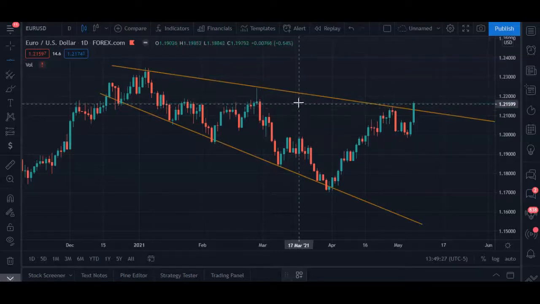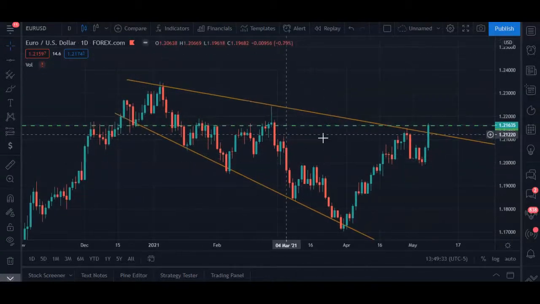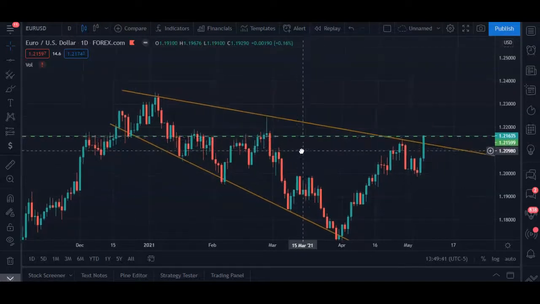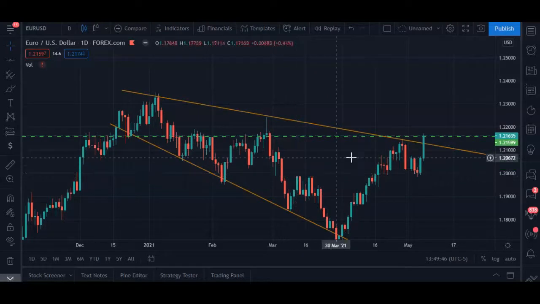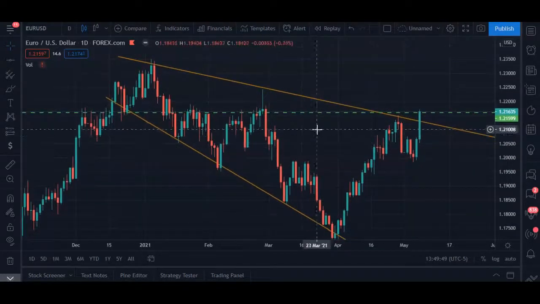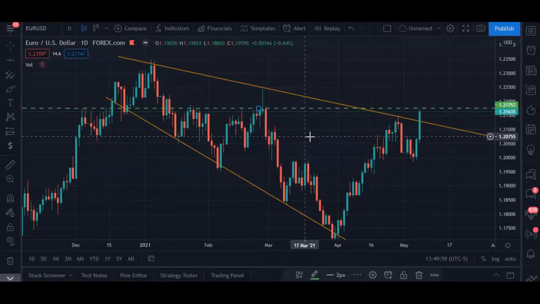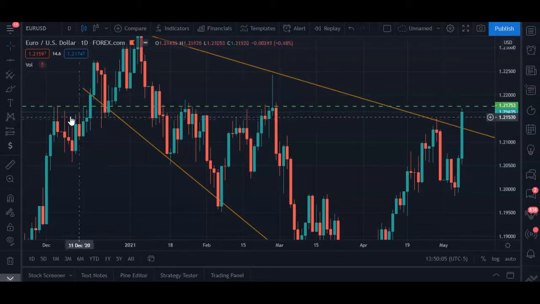I like to change this to green. I like to have green as the ceiling, the top, and red at the bottom, or vice versa, whatever. All right, so I'm going to put the support right here around this area.